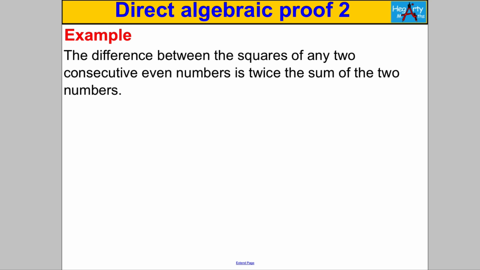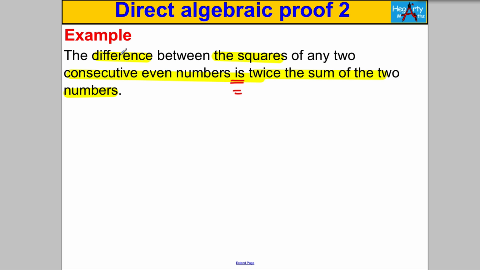Now, let's try and prove this. The difference, now remember difference means subtraction, between the squares of any two consecutive even numbers is twice the sum of the two numbers. Okay, let's just start off with when it says is, that basically means equals, right?